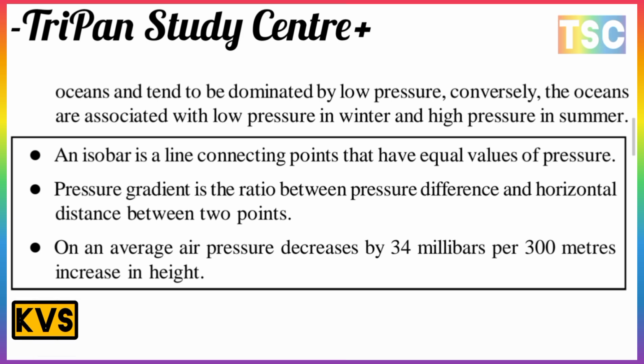This is the most important point here. An isobar is a line connecting points that have an equal value of pressure, and pressure gradient is the ratio between the pressure difference and the horizontal distance between two points. On average, air pressure decreases by 34 millibars per 300 meters increase in height. This is an important point here.